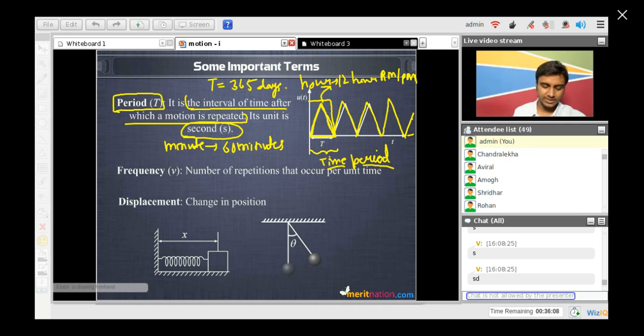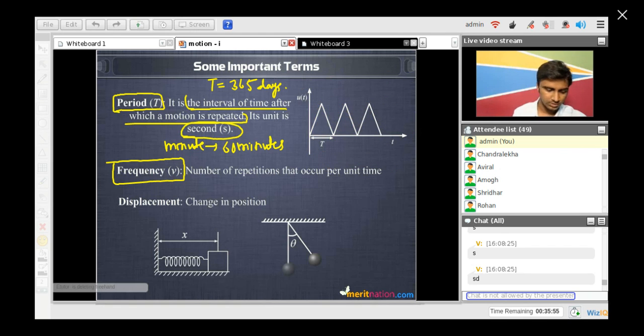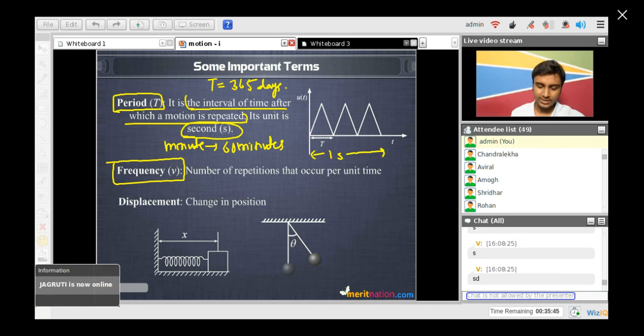Now frequency: the number of repetitions that occurs per unit time. First of all we discussed time period, now what is frequency? It is related to unit time. Let's say this is 1 second, that is unit time, and let's say it has repeated 3 cycles in 1 second. So 3 is the frequency.